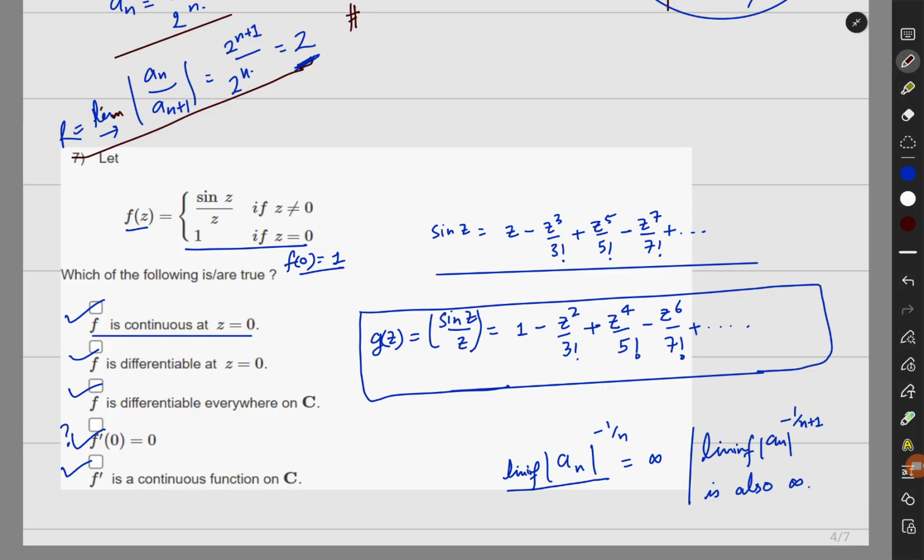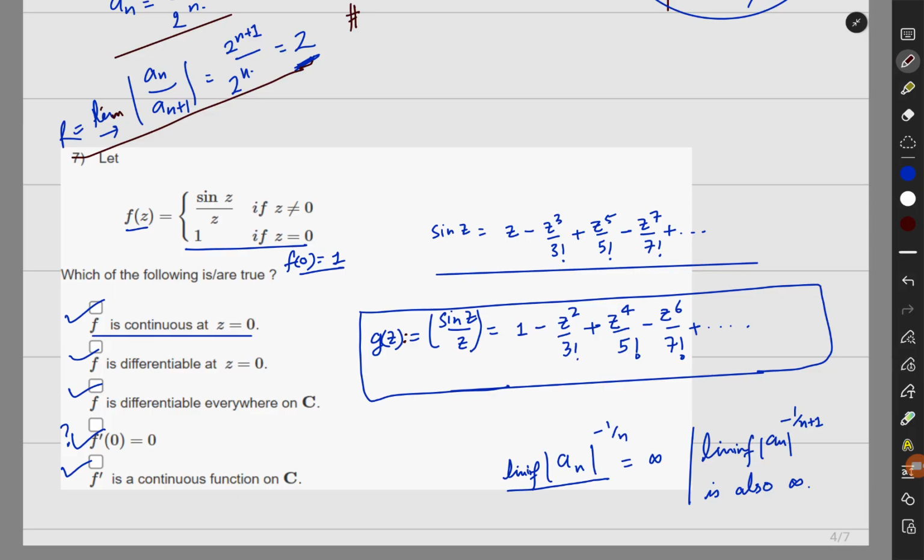What are we doing? First we are expressing sin z in terms of a power series. You know the formula for the power series expression, you just write it. Now take z common from everywhere and divide both sides. So sin z by z is a new function we are defining as g(z), which is also in terms of a power series.